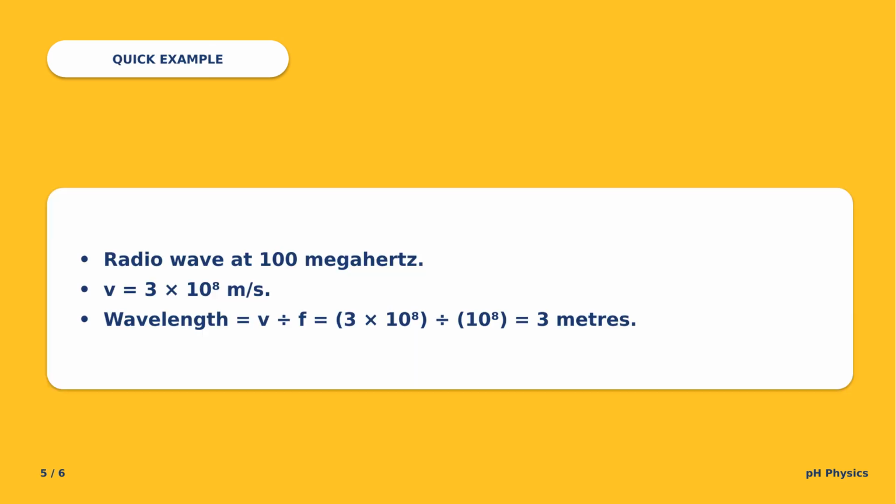Quick example: a radio wave at 100 megahertz, V equals 3 times 10 to the 8 meters per second. Wavelength equals V divided by F, so 3 times 10 to the 8 divided by 10 to the 8 equals 3 meters. A typical FM radio wavelength.